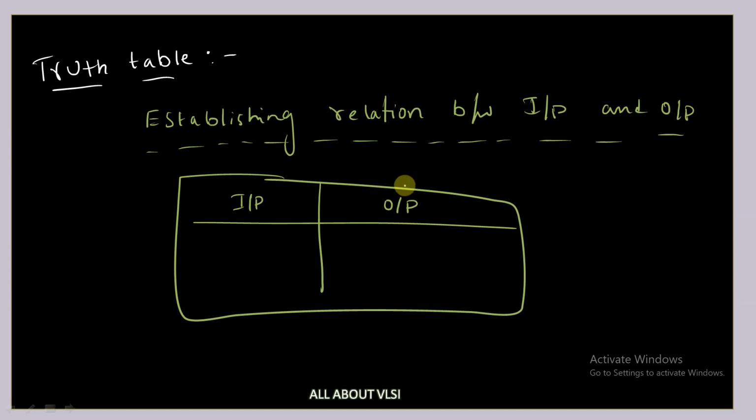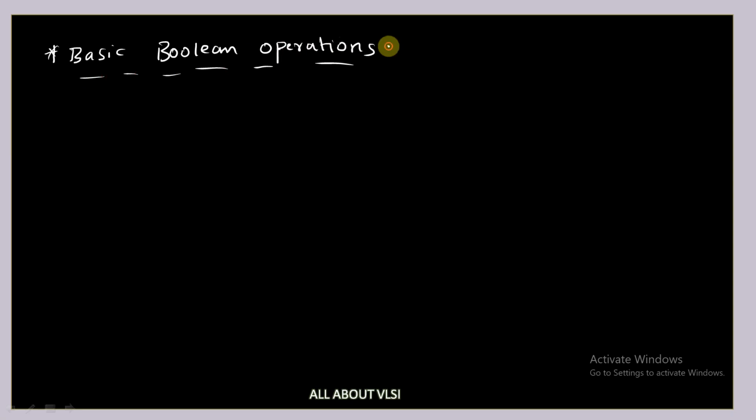Okay, now let us see the basic logic operations which we are going to deal with. So let me write them down. Basic Boolean operations. We have different types of Boolean operations which we are going to see. The first one is OR operation, the second one is AND operation, followed by NOT operation. So these are the basic operations which we have in Boolean algebra.